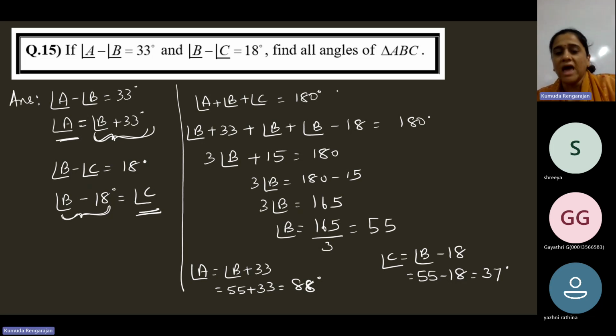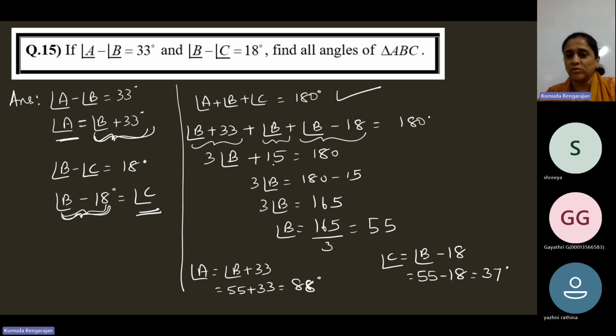Now angle A plus angle B plus angle C is 180. What is angle A? Angle B plus 33. Angle B is angle B. What is angle C? Angle B minus 18 degrees. Now what do we see in this equation? There's only one unknown, angle B. So angle B, angle B, angle B, 3 times angle B, plus 33 and minus 18.